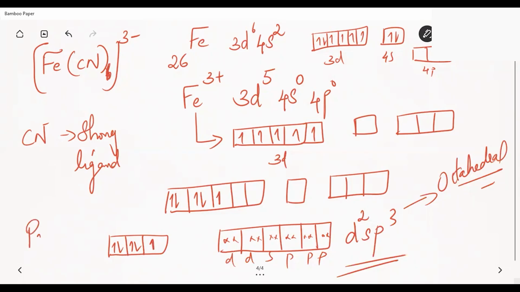So this is of course paramagnetic, due to the presence of one unpaired electron. So all the information you get: magnetic properties, geometry, and hybridization. This is how we deal with these types of questions. Hope you get it.